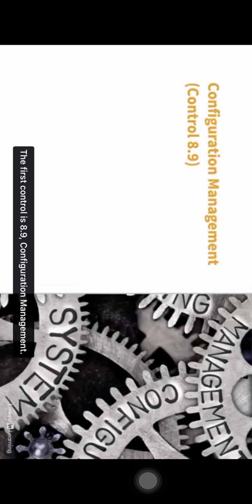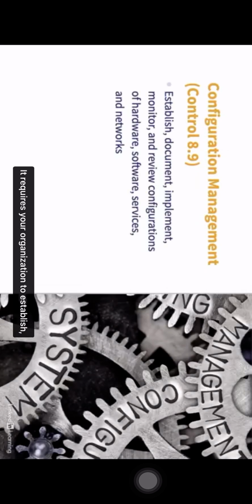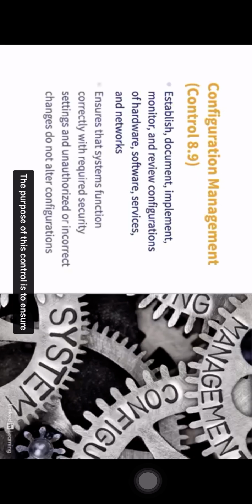The first control is 8.9, Configuration Management. It requires your organization to establish, document, implement, monitor, and review configurations of hardware, software, services, and networks. The purpose of this control is to ensure that your operational systems function correctly with required security settings and that unauthorized or incorrect changes do not alter configurations.